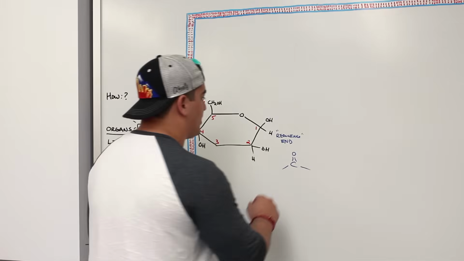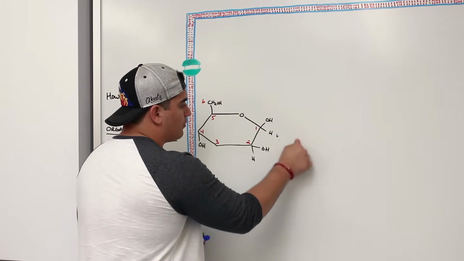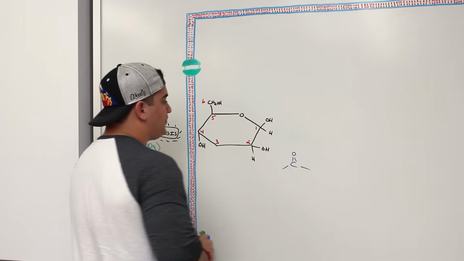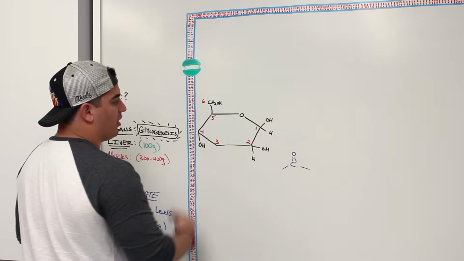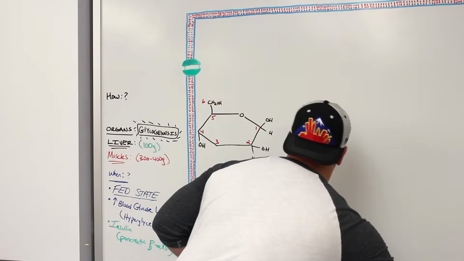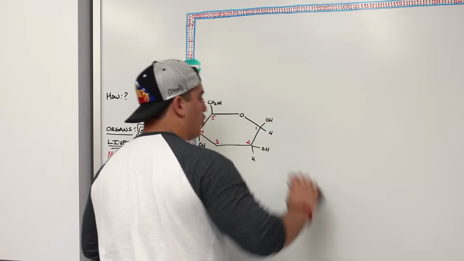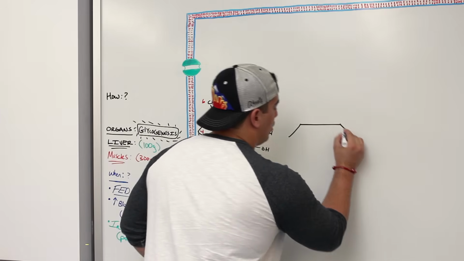So let me say I take this glucose molecule with its number 1 carbon. And I'm going to take another glucose molecule and link it up to the 4 carbon. So over here I draw another 6 carbon glucose.